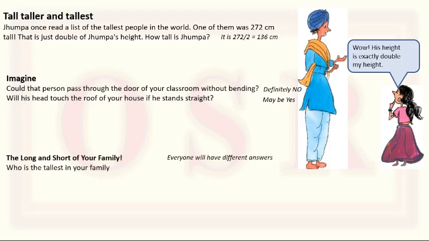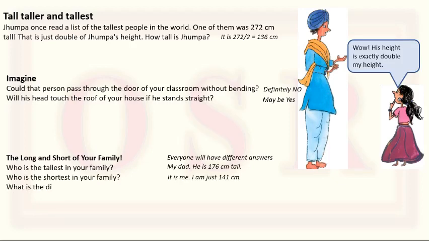Who is the tallest in your family? My dad. He is 176 centimeter tall. Who is shortest in your family? It's me. I am just 144 centimeter. What is the difference between their heights? My dad is 176 minus 141, that is 35 centimeters taller than me.